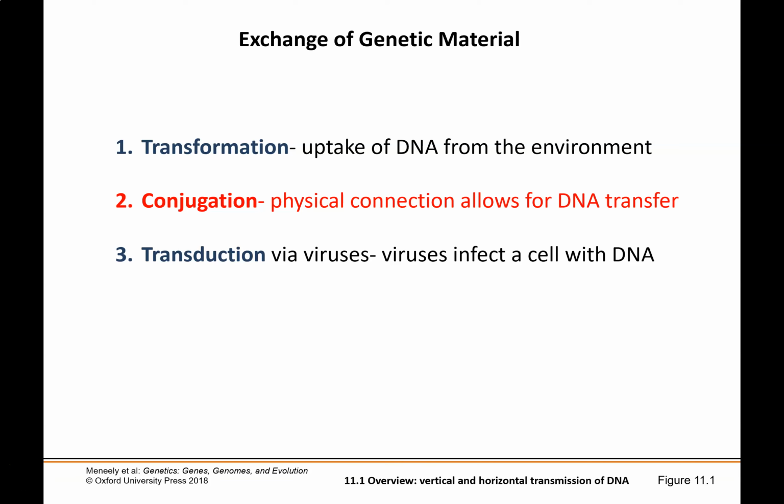The second way that bacteria increase their genetic diversity or exchange genetic material is by conjugation. So conjugation is a physical connection between two bacterial cells. Essentially, it's a tube that allows the transfer of DNA from a donor to a recipient cell.